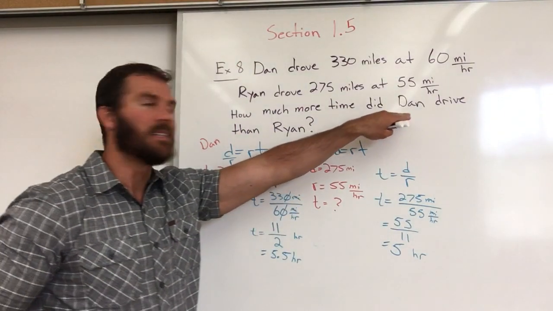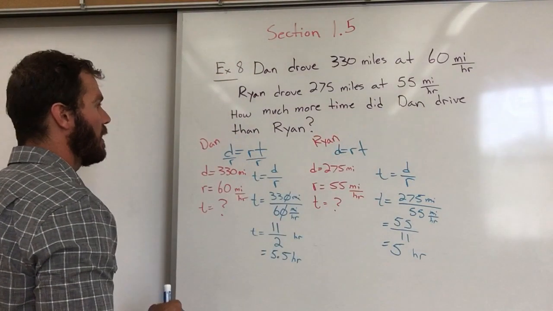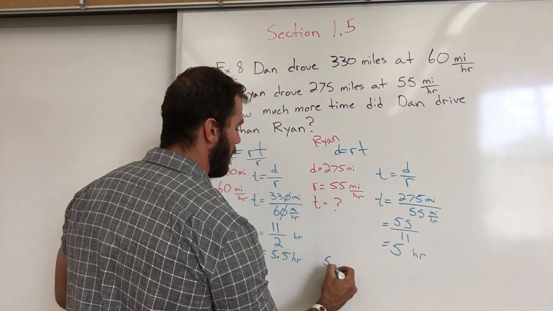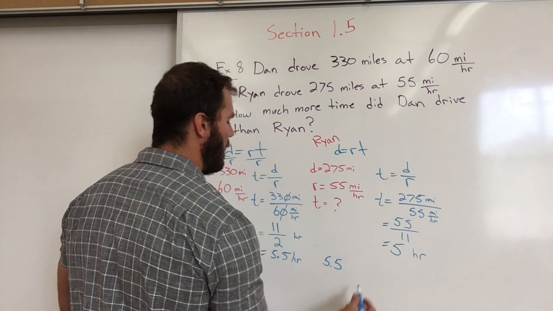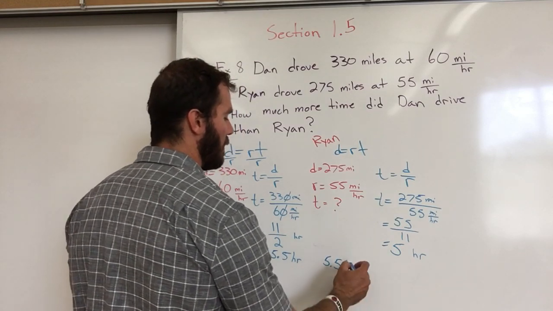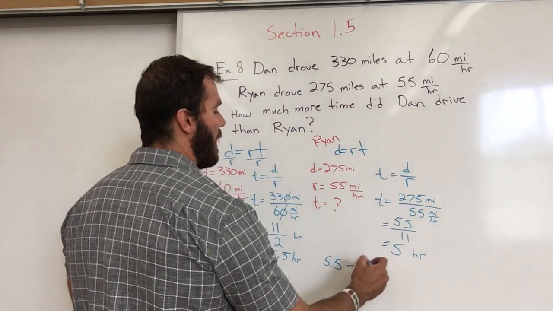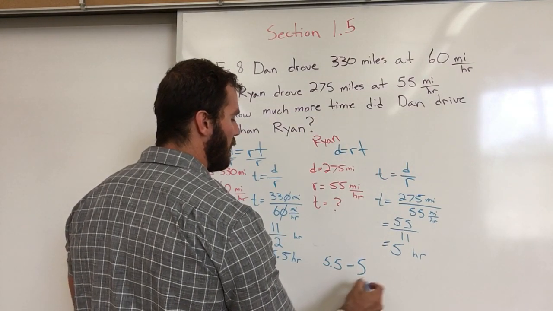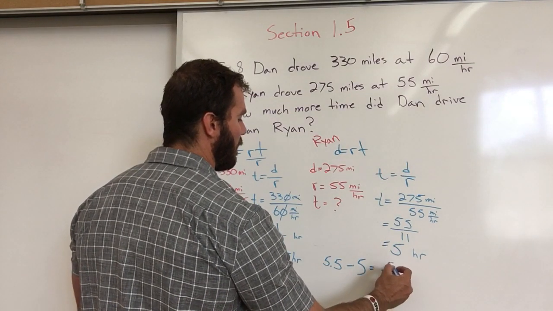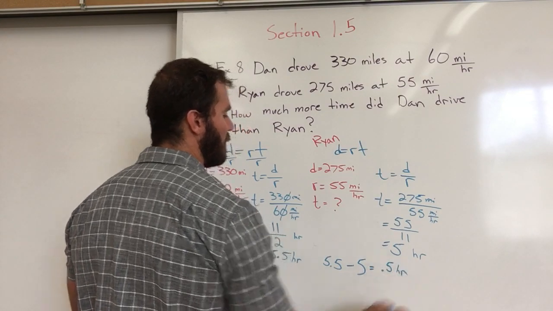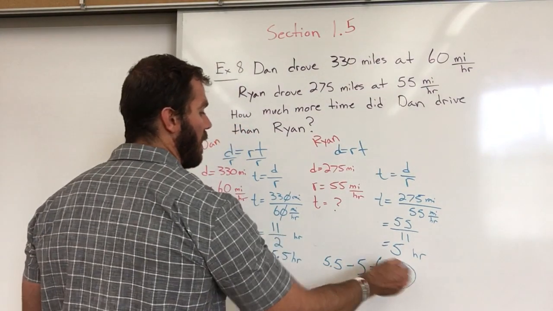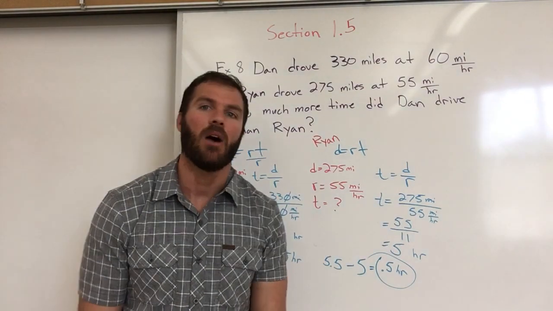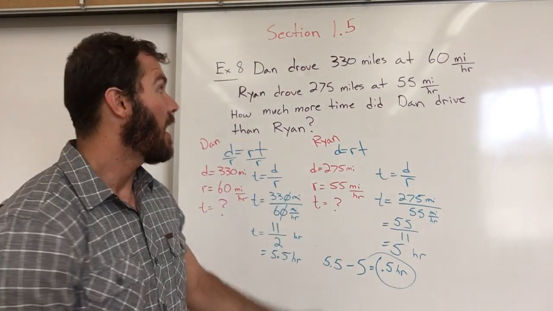How much more time did Dan drive than Ryan? Dan drove 5.5 hours, and Ryan drove 5. So if we subtract those, we get 0.5 hours. So Dan drove for pretty much half an hour longer than Ryan did.